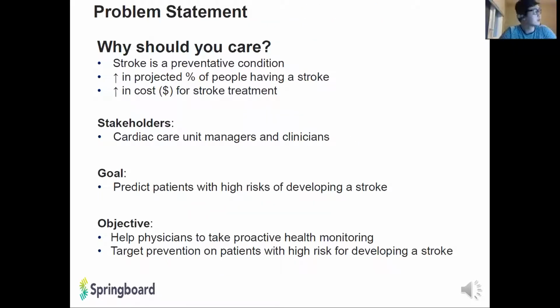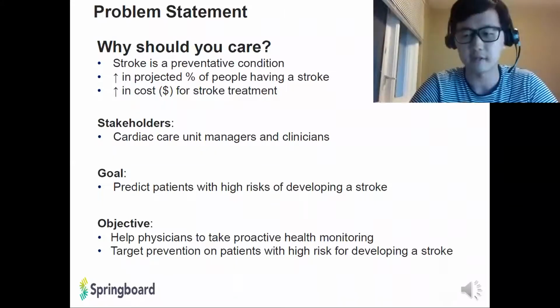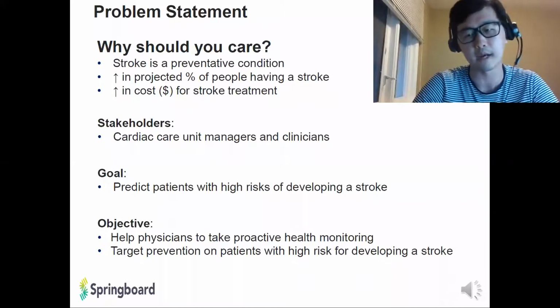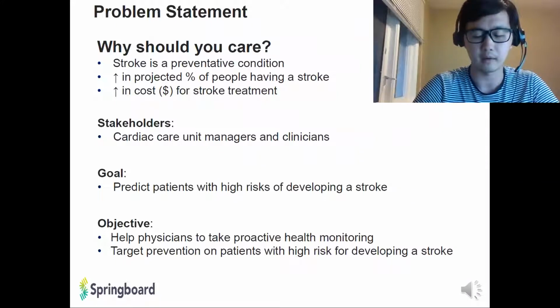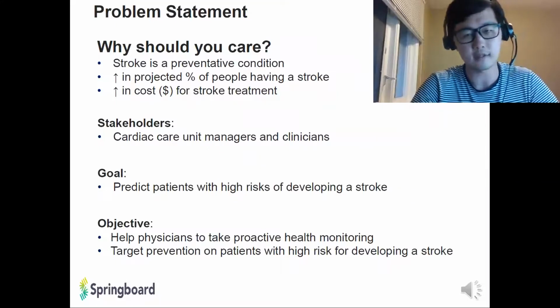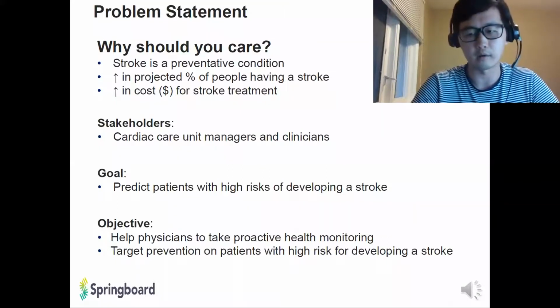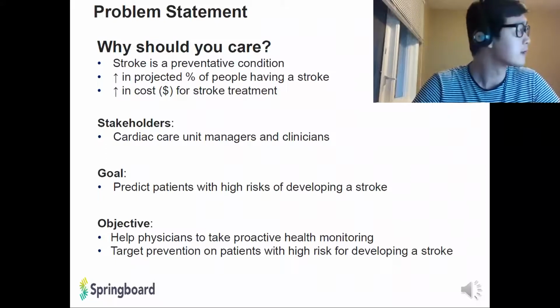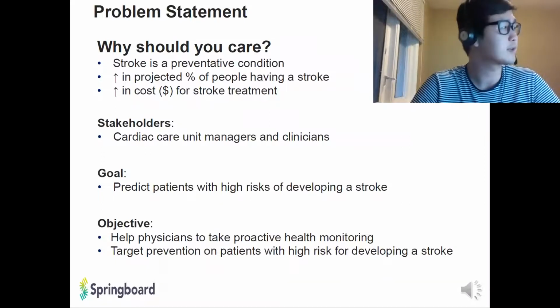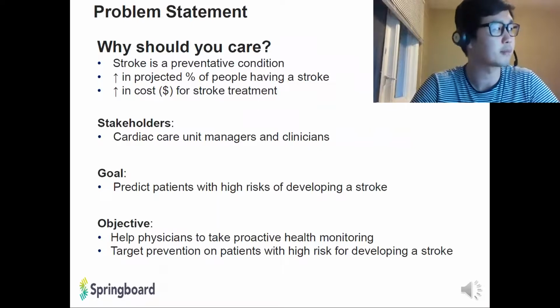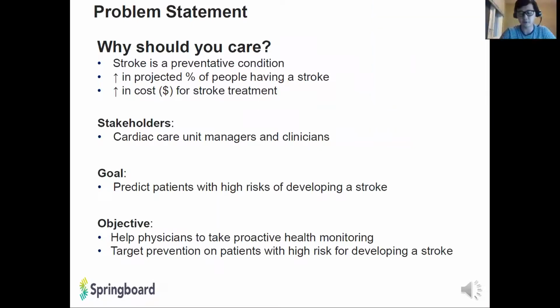So why should we care about this problem? There are three things that I want to highlight. Stroke is actually a preventable condition. What that means is, with proper management of dietary and eating behavior, like with exercise, you can improve your outcome. The second thing is there has been an increase in the projected percent of people having strokes. And the third thing is an increase in the cost of stroke treatment.